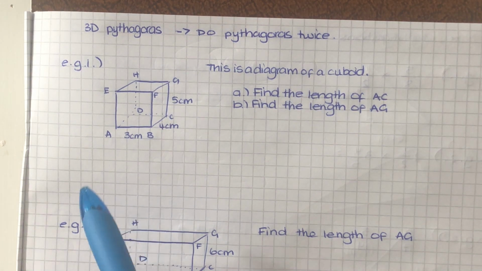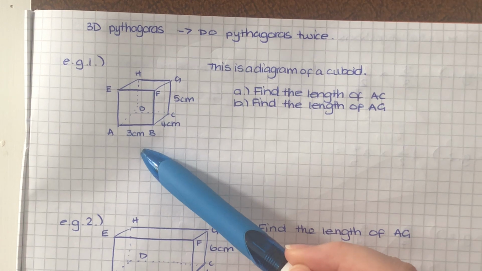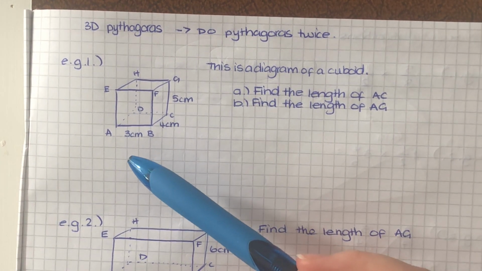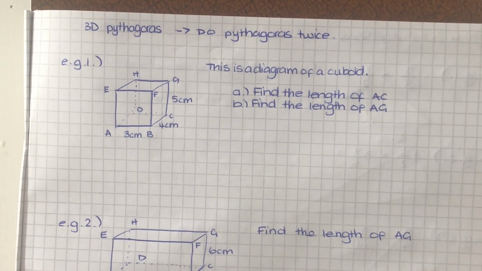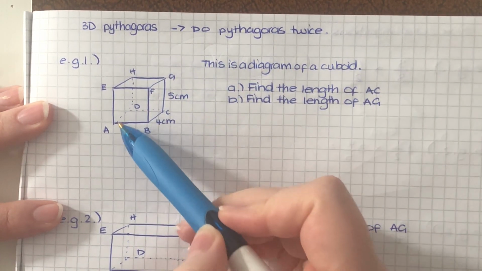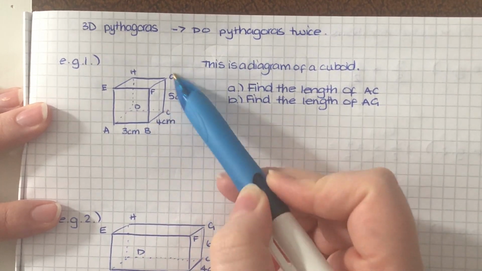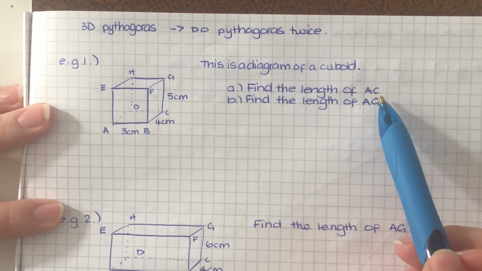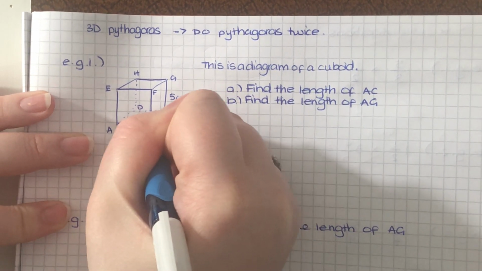So starting with the first one, example 1. So we're always generally given a diagram. If you aren't, make sure that you draw one, because actually seeing it on the page is much easier to do the questions. So this diagram is just a cuboid. We're given the 3 lengths here, so the base there, the 4 and then the 5. We need to find the length of AC, so I'm just going to draw that in red on the diagram.